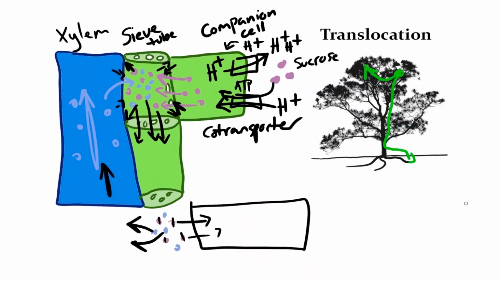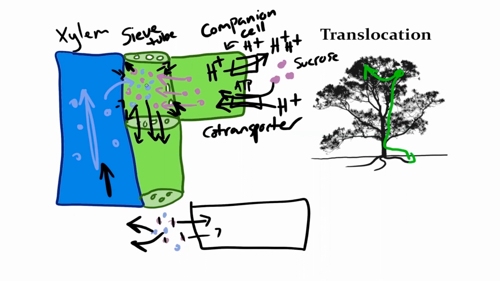Okay, so just to recap all this, we are going from source to sink with the sucrose. With the companion cell, we're establishing a concentration gradient of protons using a proton pump and ATP. A co-transporter is then going to pull a sucrose and proton at the same time back into the companion cell, going down that proton's concentration gradient. Then we're going to have a buildup of sucrose in the companion cell that's then going to enter the sieve tube, going down its concentration gradient.